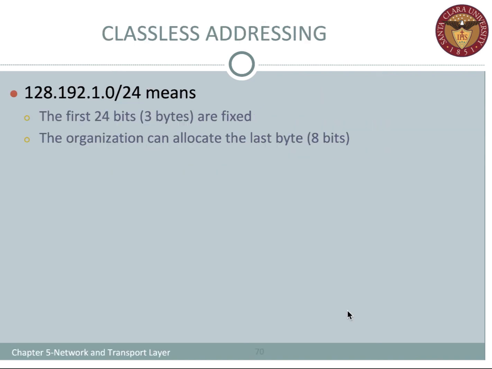200.23.16.0/23. In classless addressing, 128.192.1.0/24 means the first 24 bits or 3 bytes are fixed, and the organization can allocate the last 8 bits for addressing.